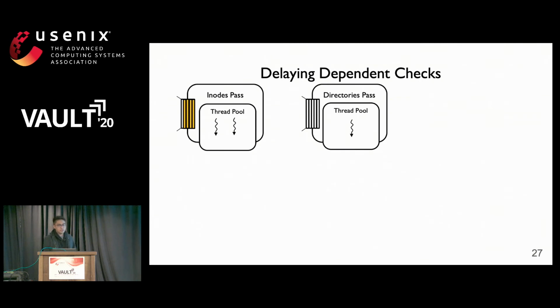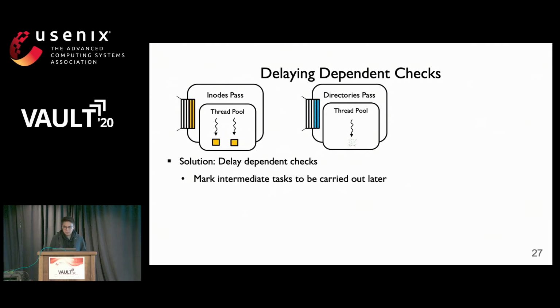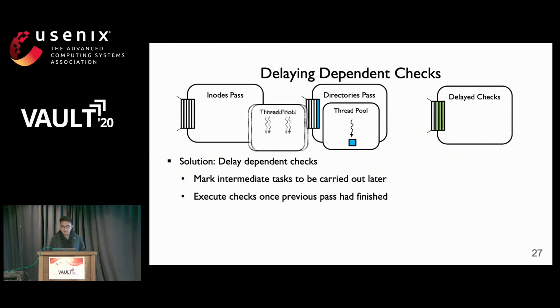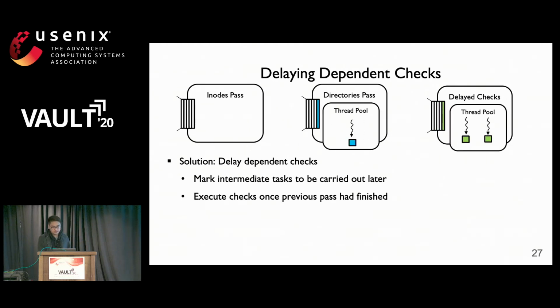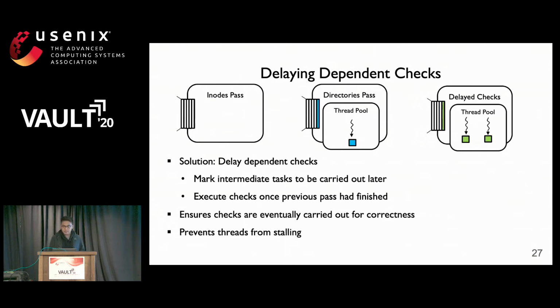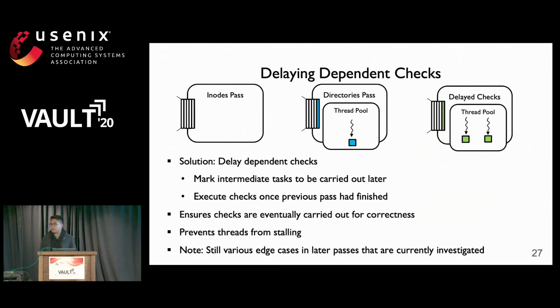So a better way to solve this issue would be to delay these dependent checks. And this is what pFSCK does. During execution, pFSCK delays dependent checks and marks them as intermediate tasks to be carried out later. pFSCK then executes these checks once the previous pass is finished. This ensures checks are eventually carried out for correctness and prevents any threads from stalling. And just a disclaimer, there are just a few complex edge cases that exist in subsequent passes that are not easy to delay. These complex edge cases are something that we're still currently investigating to see how we can solve these.